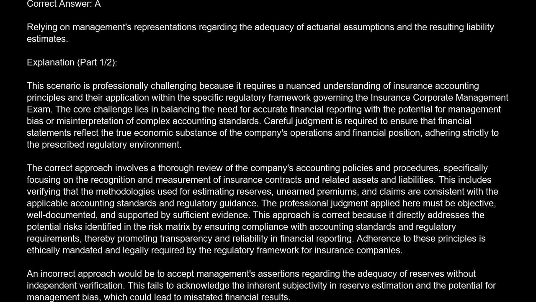This approach is correct because it directly addresses the potential risks identified in the risk matrix by ensuring compliance with accounting standards and regulatory requirements, thereby promoting transparency and reliability in financial reporting. Adherence to these principles is ethically mandated and legally required by the regulatory framework for insurance companies.